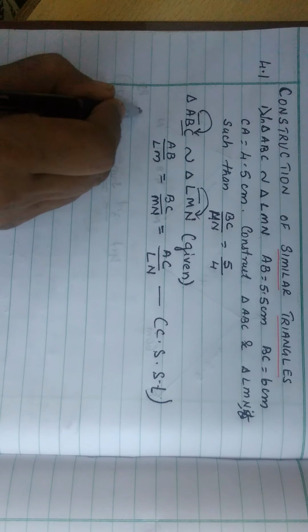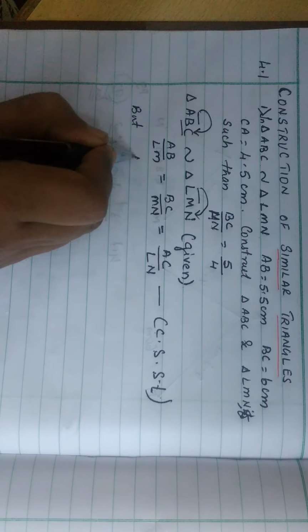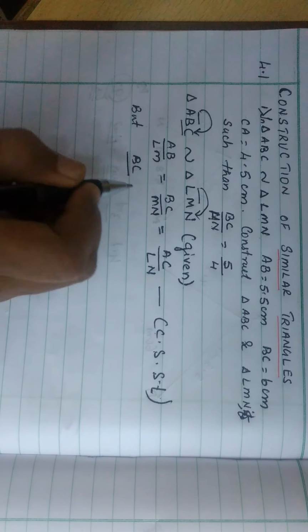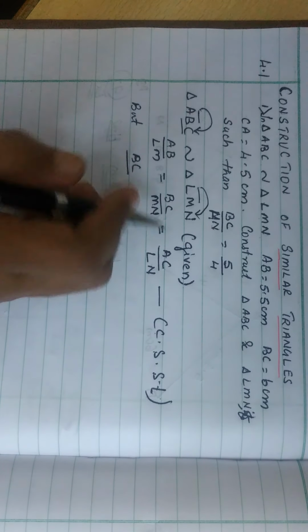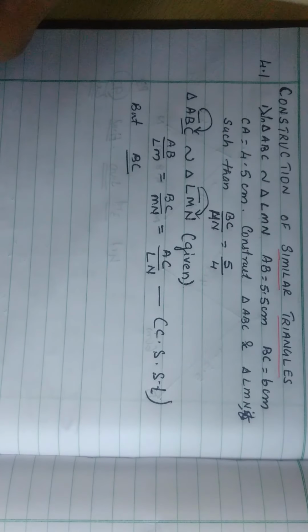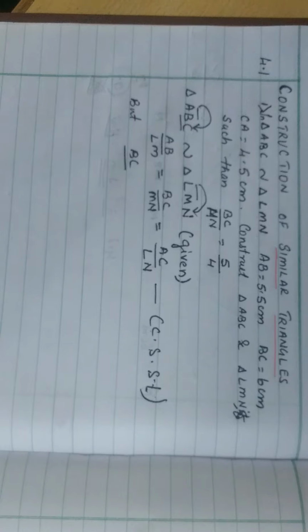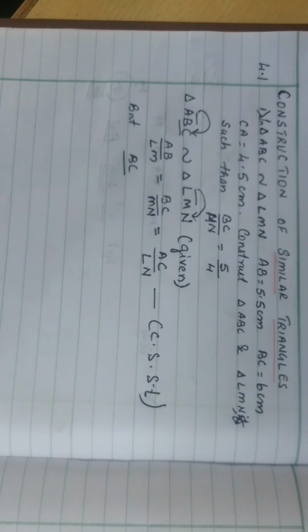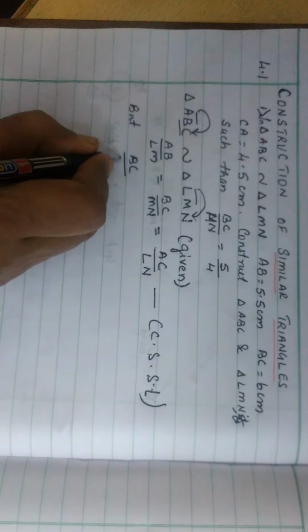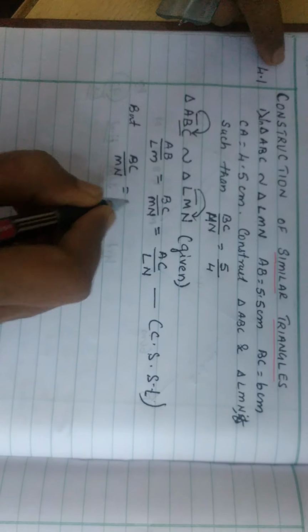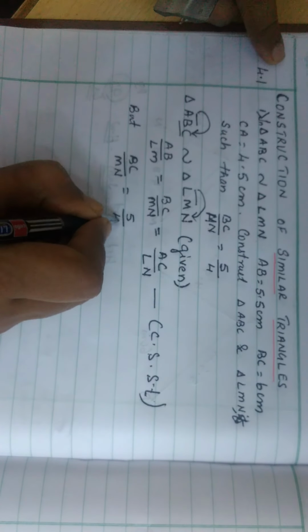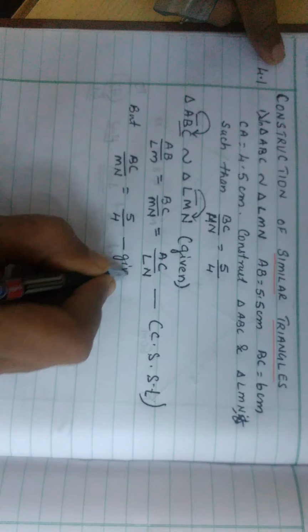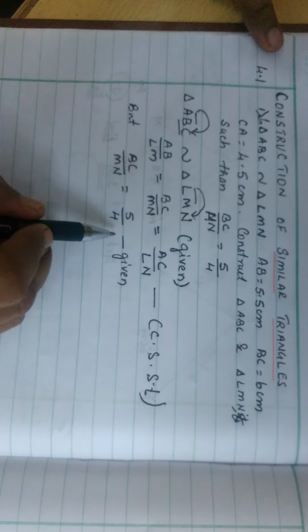But what do we know here? What is given? BC upon MN is given to you. Therefore, we have to substitute that. BC upon MN is equal to 5 upon 4. The ratio is given to you. Now, substitute the values here.